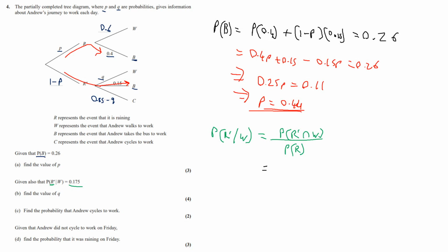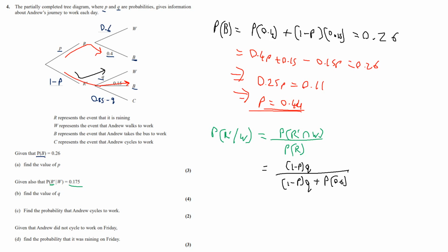So, the total probability that he walked, that's just going to be 1 minus P times Q, that's going this way, and we're adding on to the end P times 0.6. And the probability of not raining given that he walked is just going to be 1 minus P times Q. Now all we need to do is work out what Q is.